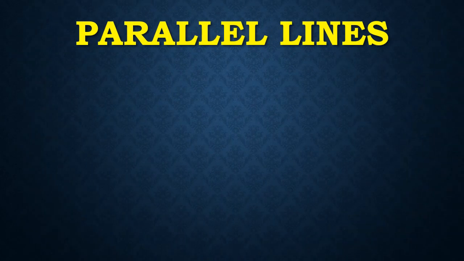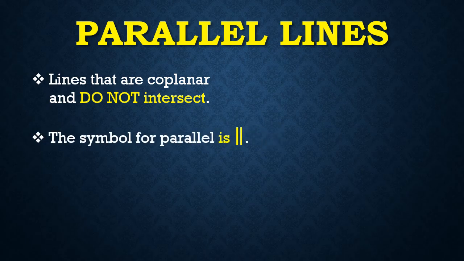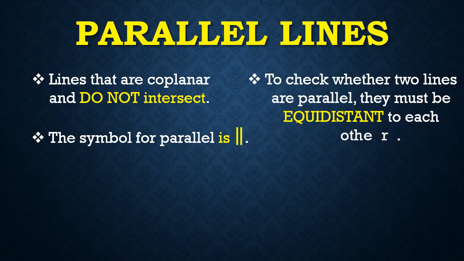In mathematics, what is a concrete definition of parallel lines? Parallel lines are lines that are coplanar and do not intersect. As you can remember from the song, di ba, may parte doon that says they never cross. So it means they do not intersect. The symbol for parallel is this one. And to check whether two lines are parallel, they must be equidistant to each other. So from the song again, they never cross, they're equidistant.